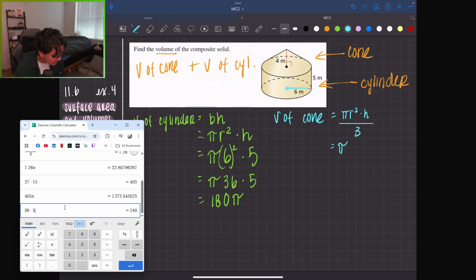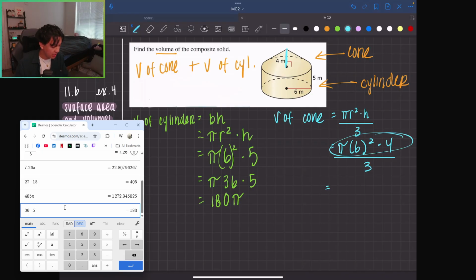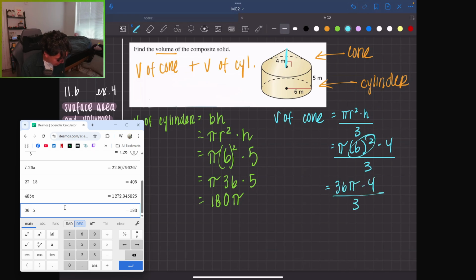Well, since the radius of the cylinder is also going to be the same as the radius of the cone, it's going to be also 6, square that. And then the height of our cone is going to be right over there, so times 4. And then we're going to divide that value all by 3. Simplify everything on the numerator first, and then we're going to divide by 3. So 6 squared is going to give us 36 pi times 4 divided by 3. And then let's multiply the 36 and the 4 up top. 36 times 4 is going to be 144 pi divided by 3.